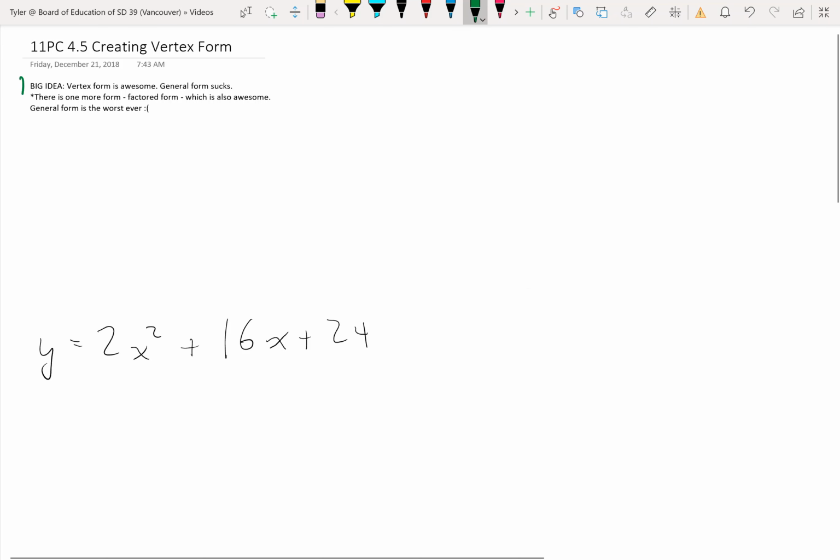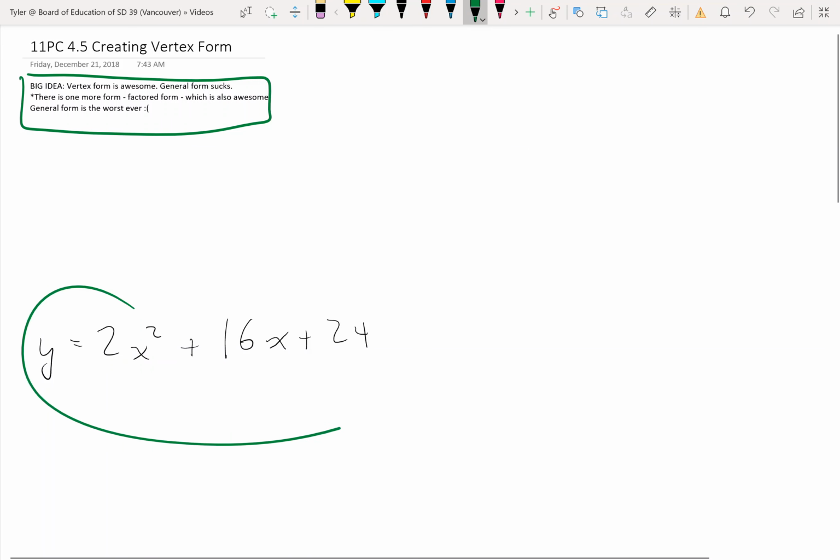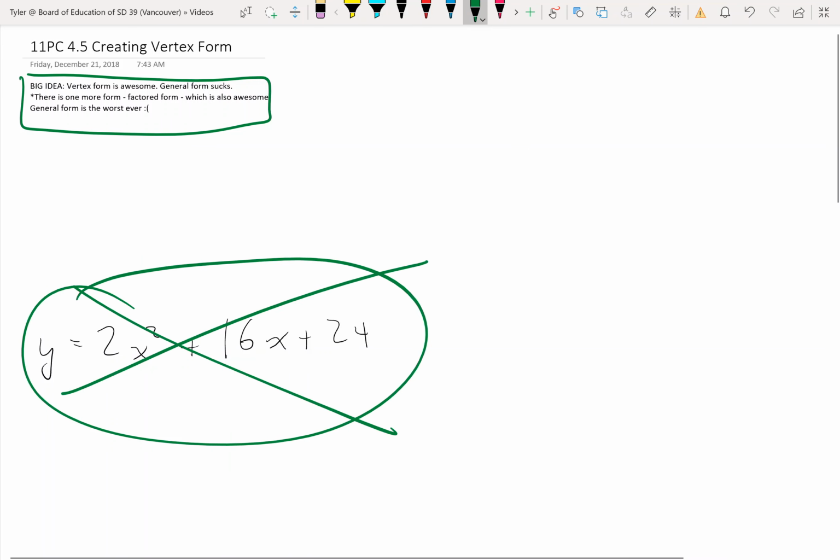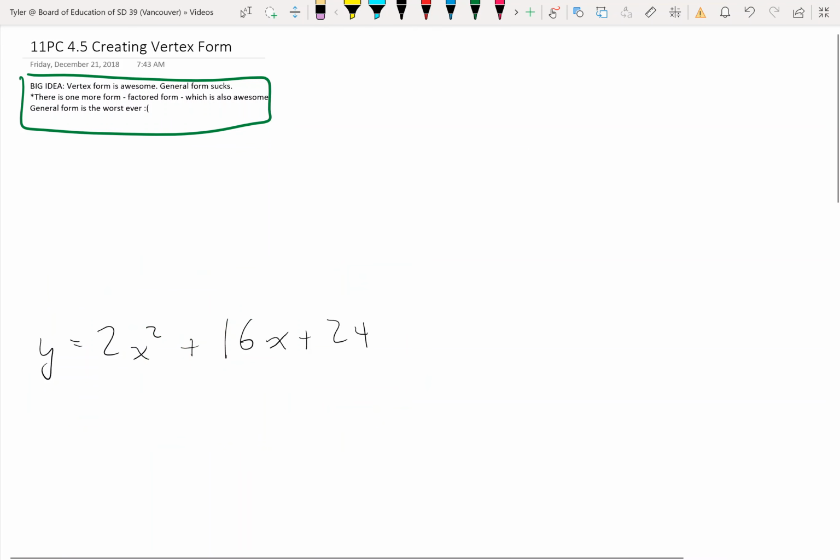So this is the big idea you need to know. General form, this thing sucks. No one likes it, okay? What you are going to do is you are going to transform every single one of these into vertex form. Vertex form is the thing we talked about last time, where you have something like this, okay?